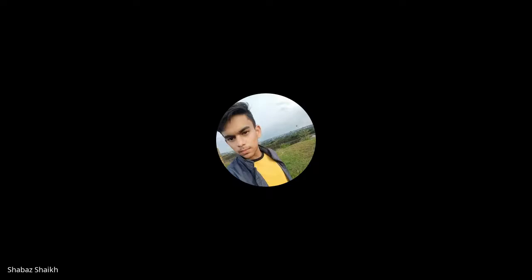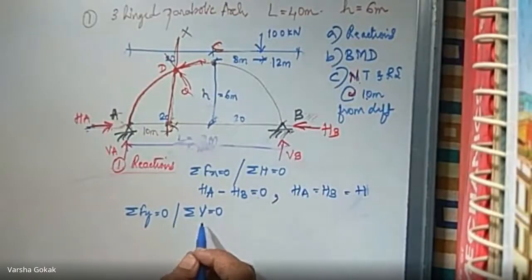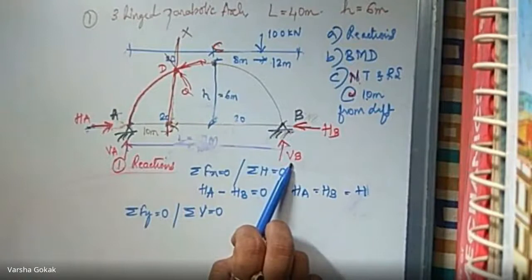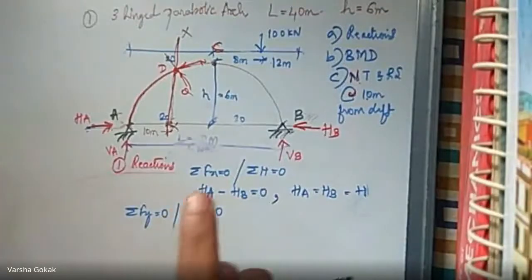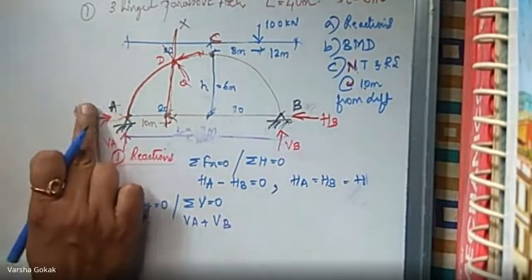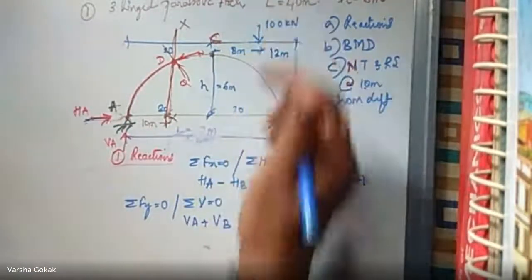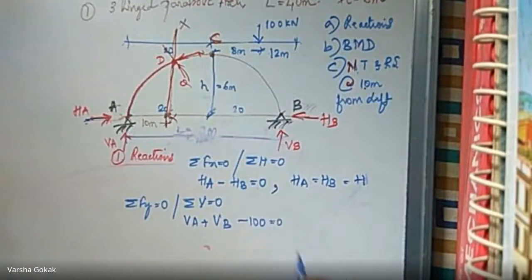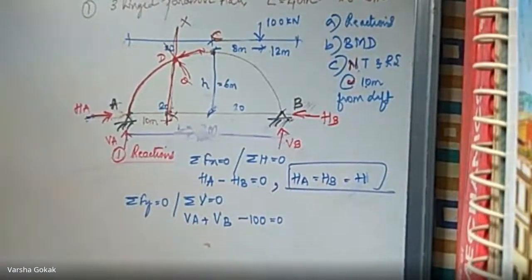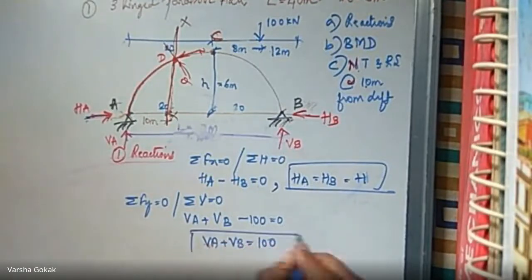Next, when I'm writing summation V equal to 0, what are the vertical forces? VA, VB, and 100 kilonewton. We are finding the reaction with respect to the loading. So I'll write VA plus VB. VA is upward, so positive. VB is upward, so positive. 100 is downward, so minus 100 equal to 0. What you do in beams, we are doing the same, no change. This is an important point. So this reduces to VA plus VB equal to 100 kilonewton. Am I correct?